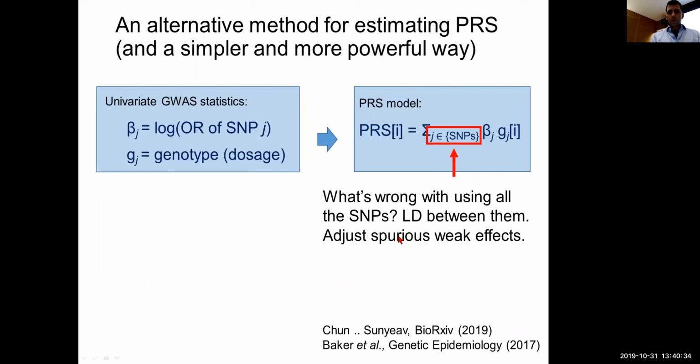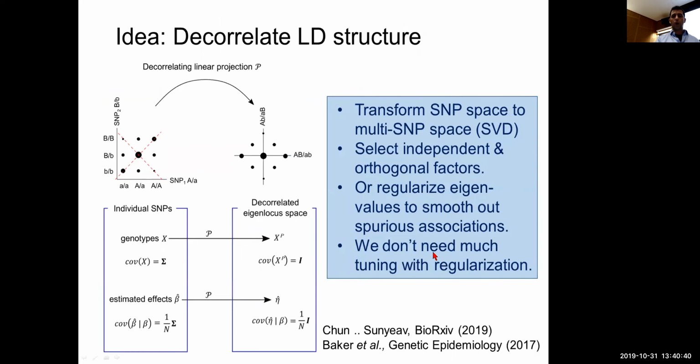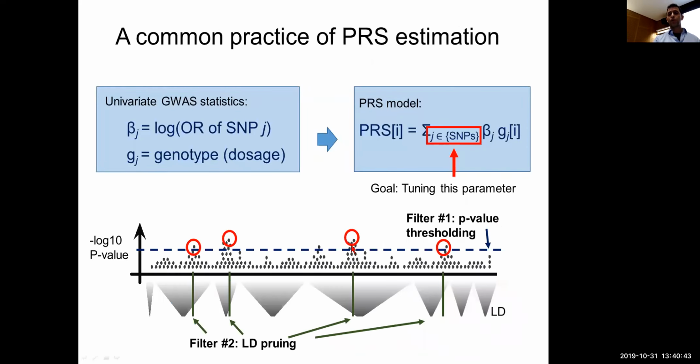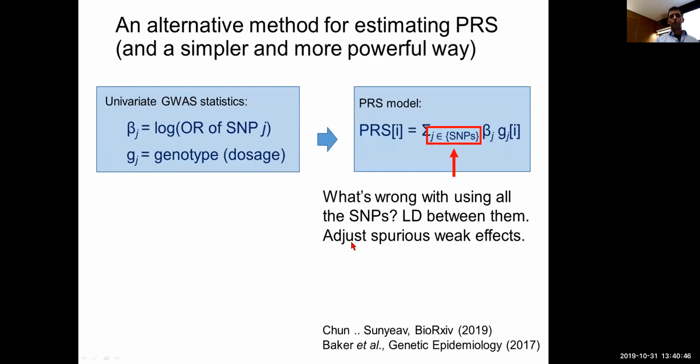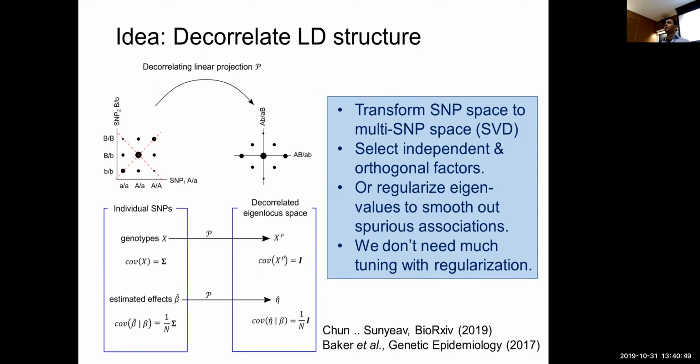So the problem with using all the SNPs is that there's LD between them, and we have to adjust for the spurious weak effects. So one way to do that is to throw away all of the neighboring SNPs. Another way, which is a little fancier, is to decorrelate them. So basically in every LD block, I have a bunch of potentially correlated SNPs, or actually not potentially, of observably correlated SNPs. So what I can do is principal components. Basically take all of the SNPs in that locus and just do PC1, PC2, PC3, and just select a number of PCs which are now orthogonal to each other, and therefore capture that residual for every one of these loci. Raise your hands if you're with me on this one.